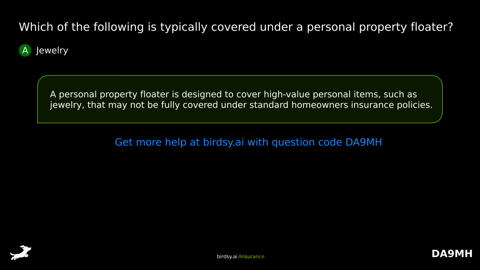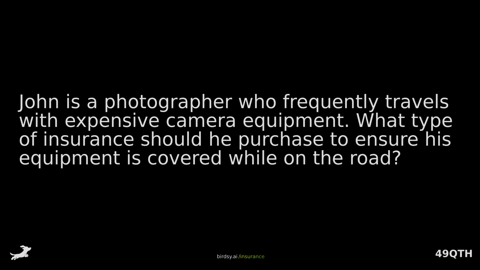A personal property floater is designed to cover high-value personal items, such as jewelry, that may not be fully covered under standard homeowners insurance policies. John is a photographer who frequently travels with expensive camera equipment. What type of insurance should he purchase to ensure his equipment is covered while on the road?